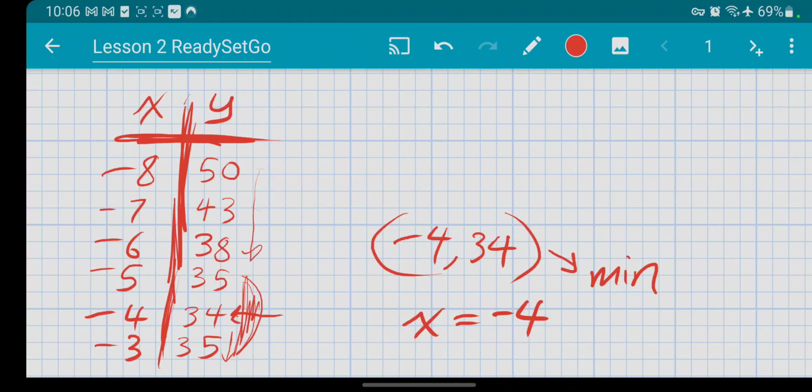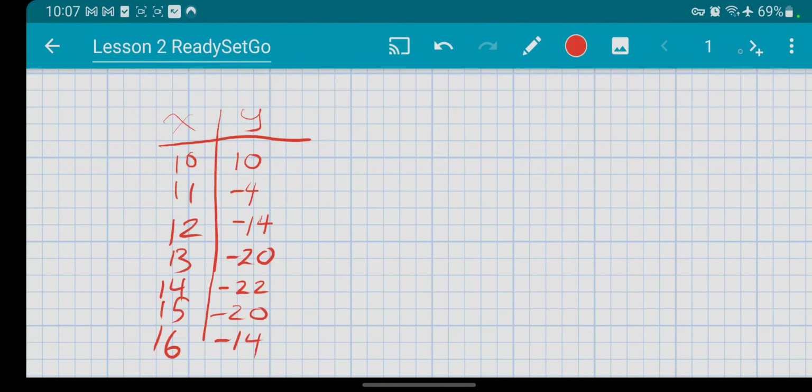And lastly, it asks for x-intercepts. There aren't any in my table. There are no x-intercepts for this one. Haha, it's floating up there in space. So let's look at one more.